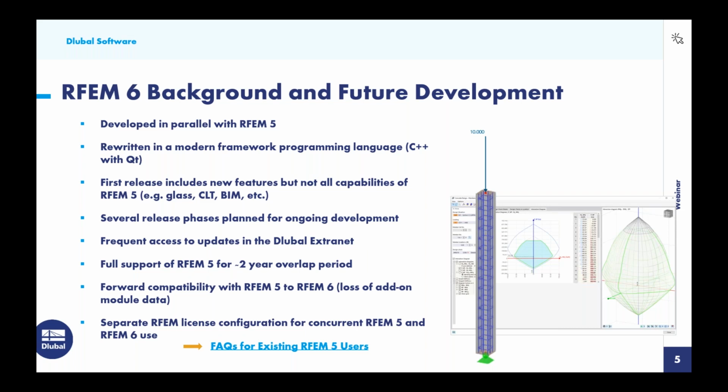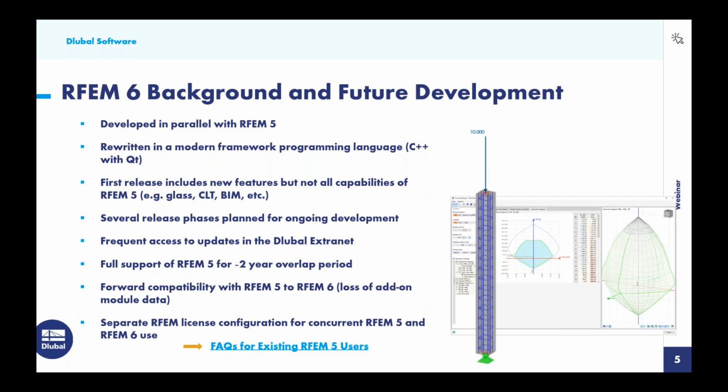There is forward compatibility with RFEM 5 to RFEM 6, so you can open these older models in this new version. For the most part, you're going to see a lot of the geometry and the loading carry over, but what you will now lose is the add-on module data. And the reason for this is that we have better integrated these add-ons in the main program, so there's no way to keep that compatibility between the two versions.